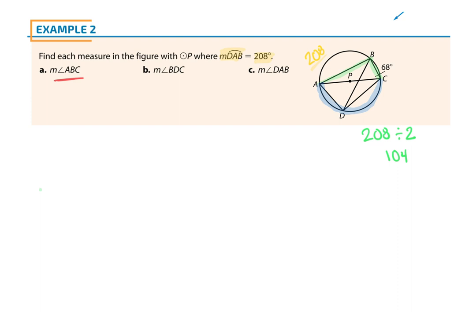It's a semicircle, right? How much is a semicircle? 180. So the angle that makes up that semicircle should be exactly half of that. What is the measure of ABC? Exactly half of that would be 90. Remember, an angle that makes up a semicircle is 90 degrees. All right? Let's look at the next one.